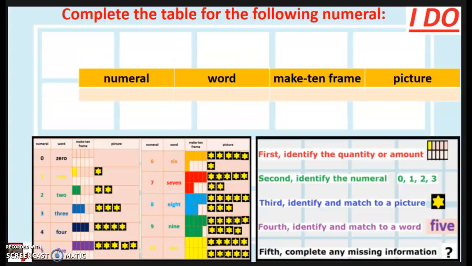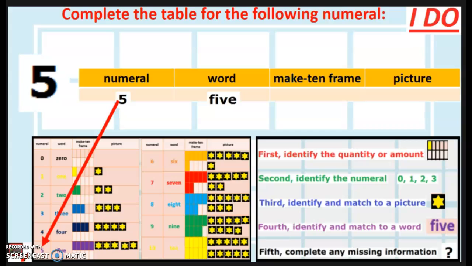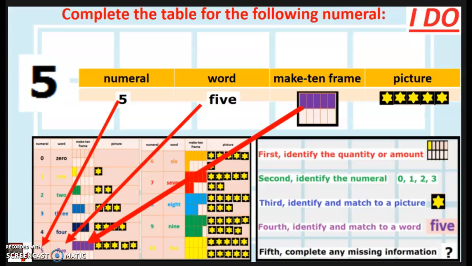First, here's an example. Again, don't do anything, just follow along with me. I want to complete the table for the numeral 5. Well, 5 is my given numeral, so I match it up to the number 5. Right next to it, I have that word, F-I-V-E. The new part, we have that make 10 frame, and for us, I'm going to complete and fill out the top 5, and the picture is right there next to it. 1, 2, 3, 4, 5.